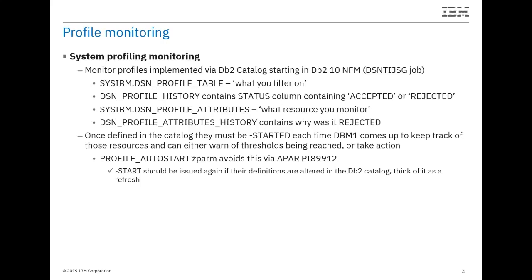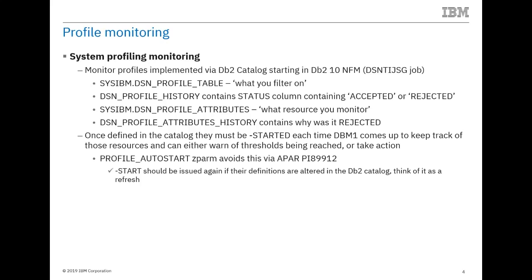Profile history. The main thing you're looking at there is a status column to see whether or not you were accepted or rejected for the profile you tried to set up. Profile attributes is which resource you're monitoring. So threads, connections, or special registers. And attributes history is going to tell you whether or not it was rejected, or why it was rejected, more importantly.